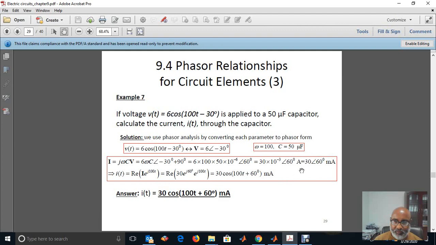So to change it to time domain, we just say i(t) is the real part of the phasor current times e to the power of j100t, where 100 is omega. All right, so this will be the real part of 30. The polar form of the current is 30 at an angle of 60 degrees: 30 times e raised to j60 degrees times e raised to j100t. Then it will be 30 cosine of (100t plus 60 degrees) milliamps. So we need to take care of the units, of course.